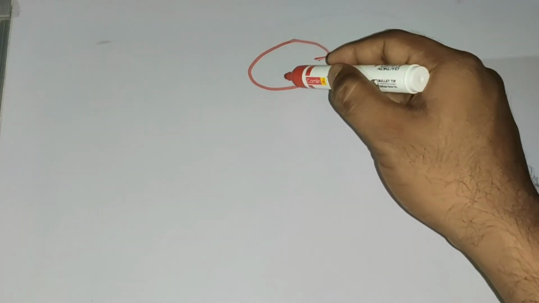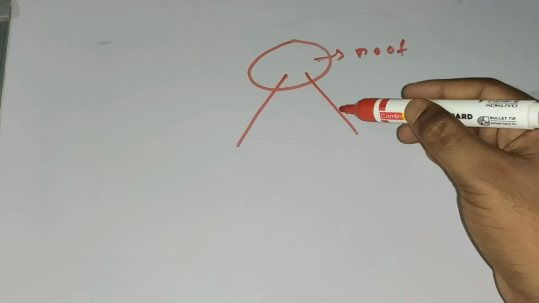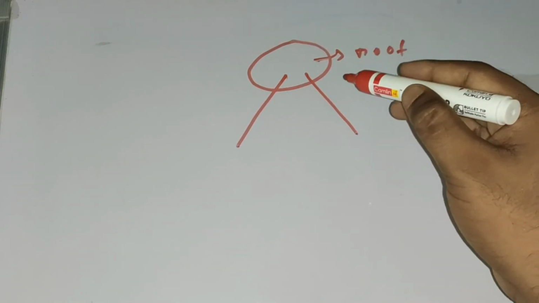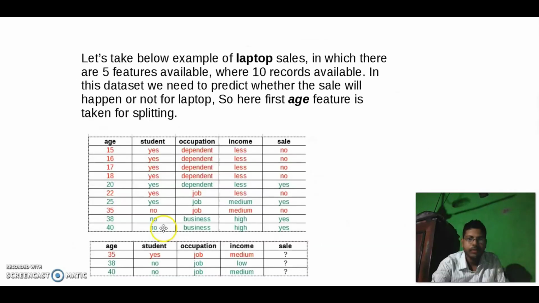So post splitting, split is done based on labels. Whatever labels are present in that particular attribute, based on those labels it has to be split. So we have taken an example here.